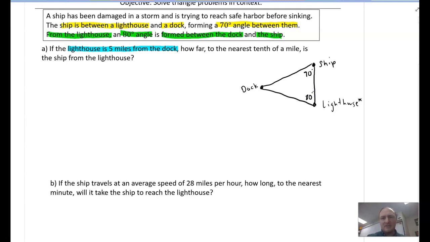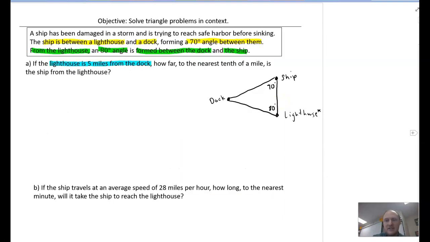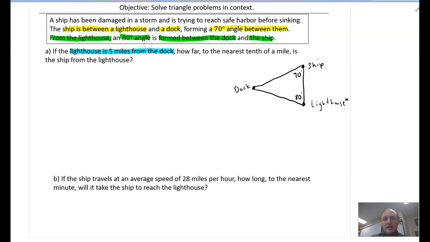I can easily find the other angle using the triangle sum theorem. Then they say the lighthouse is 5 miles from the dock, so this side from the dock to the lighthouse is 5. Here's the question they want us to figure out: how far to the nearest tenth of a mile is the ship from the lighthouse? How far is the ship to the lighthouse? So what we want to find is this side here.